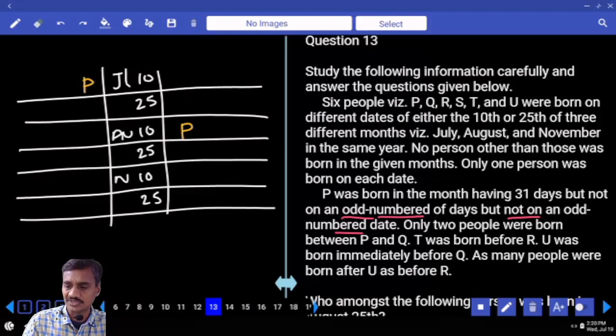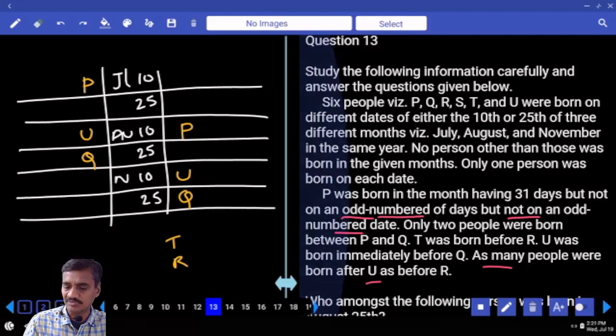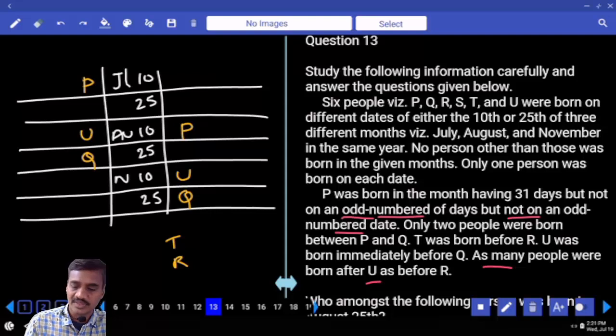And only 2 persons between P and Q. In between P and Q, there must be exactly 2 people. And T was born before R. And U was born immediately before Q. Now, U is born immediately before Q. And next one, T was born before R. As many people born after R as before U. R and U, we need to have exactly equal.